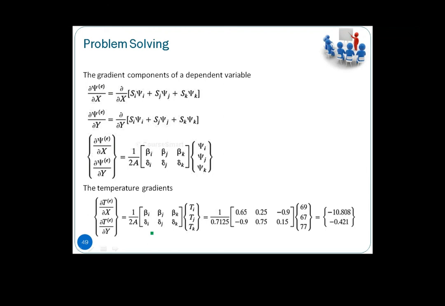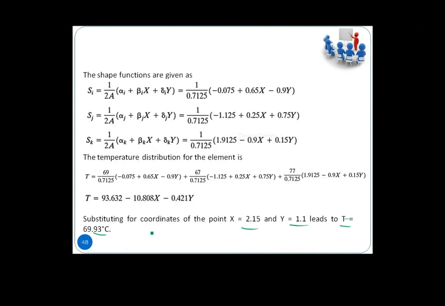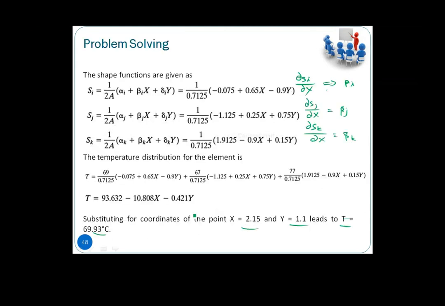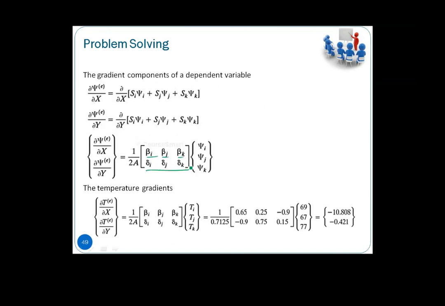In this case, it is actually the derivative of the shape functions, because they are functions of x and y, but not of the parameters. From here, if you differentiate Si with respect to x, it will only give us beta i. The derivative of Sj with respect to x gives beta j, and the derivative of Sk with respect to x gives beta k. If talking about y, you have delta i, delta j, and delta k. So that gives us the derivatives of our shape functions, as well as of the temperature in this case.